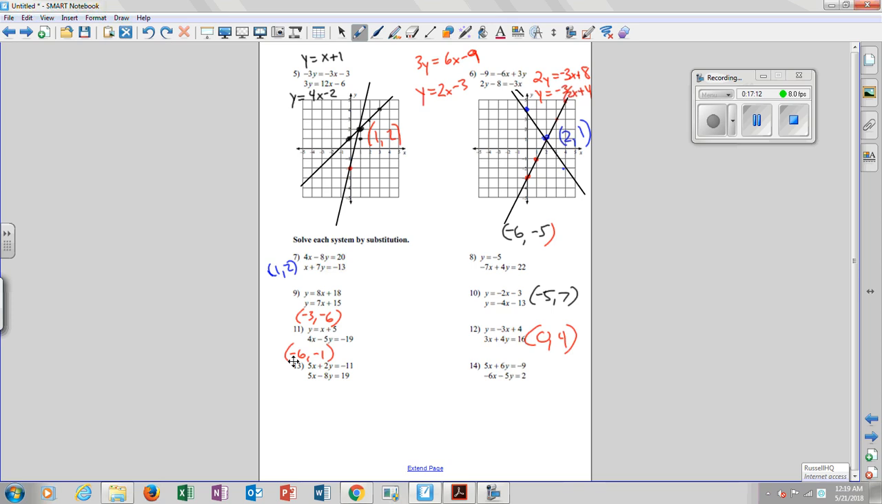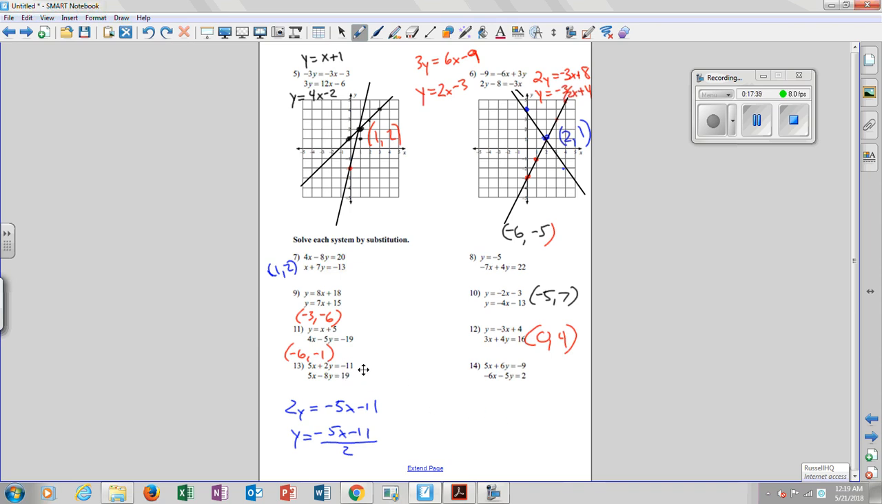Next one. Substitution sucks for this, I'll give you that. I'm going to solve for y. So we're going to do 2y equals negative 5x minus 11, divided by 2. Y equals negative 5x minus 11 over 2. Just because this is ugly does not mean it's not doable.